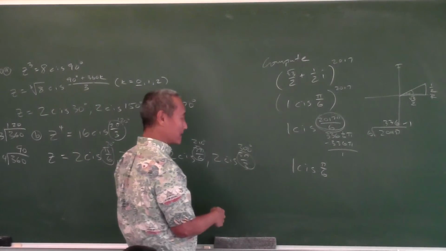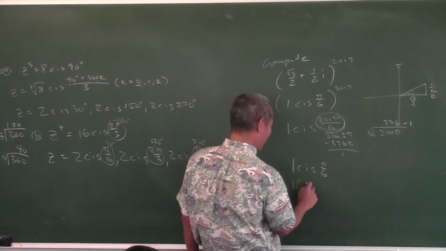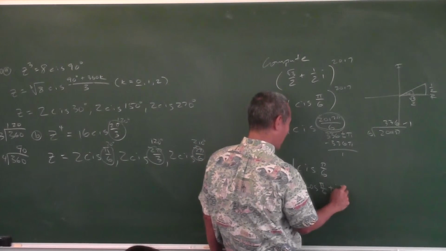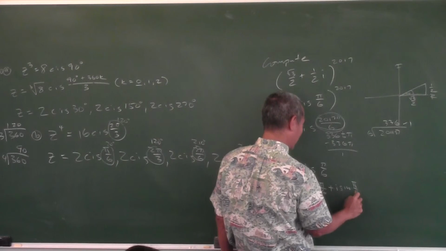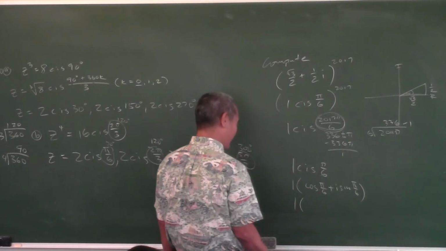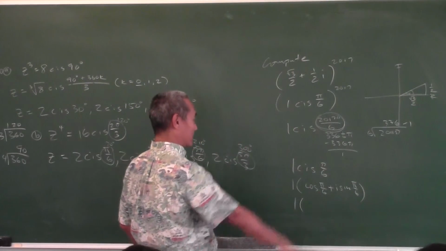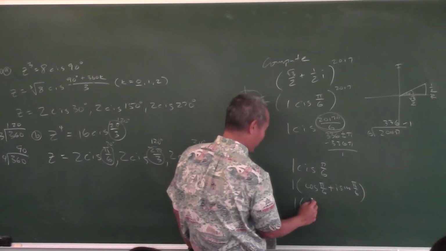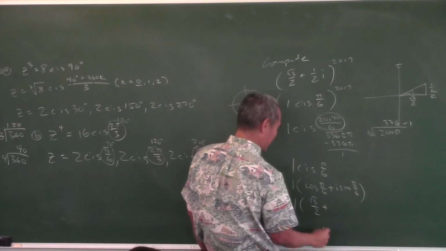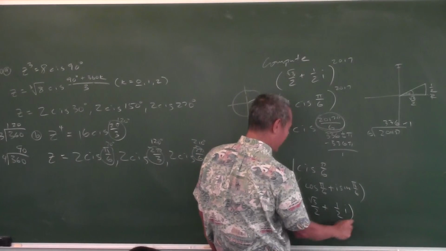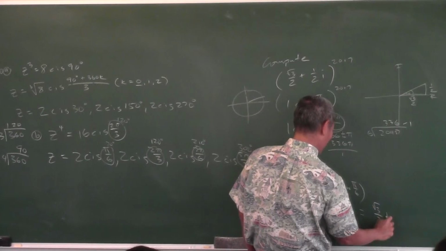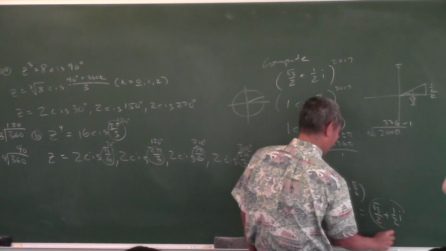So how do you change it back? cis is an abbreviation for cosine theta plus i sine theta. And then you just have to know your trig values. Cosine of pi over 6 is root 3/2. Sine of pi over 6 is 1/2 i. Distribute the 1. And your final answer is root 3/2 plus 1/2 i.